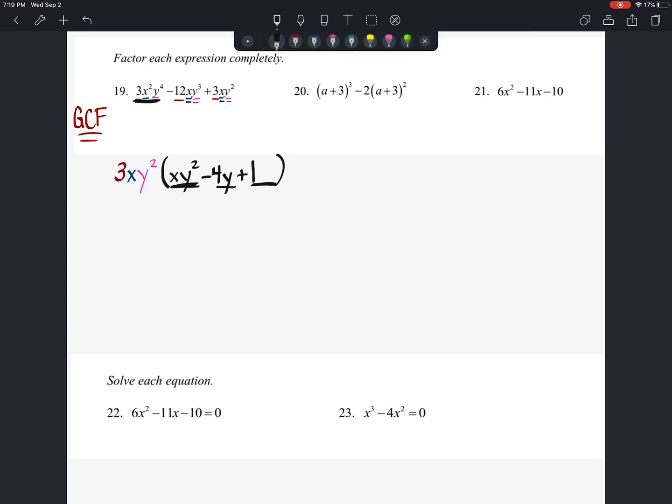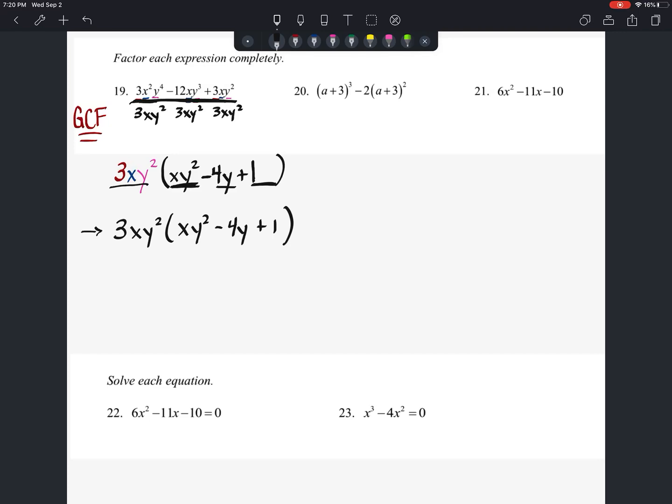But you have to put that 1 in there, because if we wanted to distribute this back through, we would have to end up with the same answer that we started with. So that final answer is 3xy squared times the quantity of xy squared minus 4y plus 1. Some of you may want to take it here and then divide each of them by the GCF. That's totally fine to do if you want to do it that way. I've got no problem with that. You do you, whatever works. Just don't forget to put the greatest common factor in the front when you're finished.